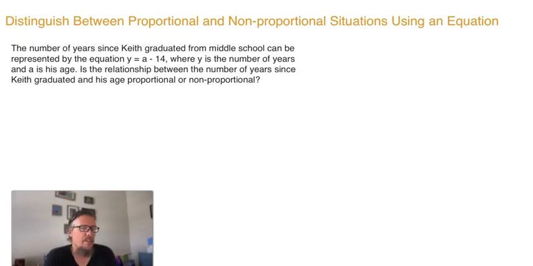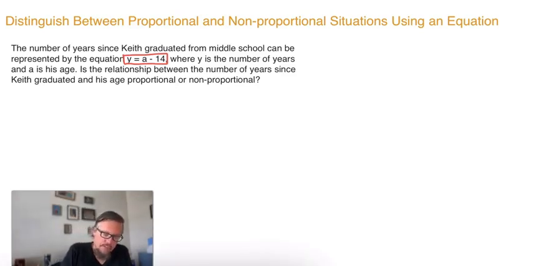This says the number of years since Keith graduated from middle school can be represented using the equation y = a - 14, where y is the number of years and a is his age. Is the relationship between years and his age proportional or non-proportional? The way you can tell from an equation is whether or not there is a number, a constant, in the equation that is not attached to or being multiplied by the variable.